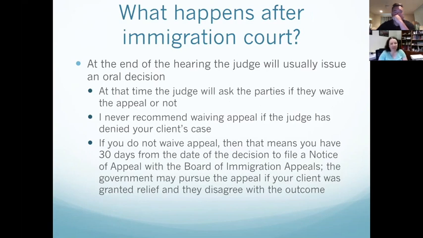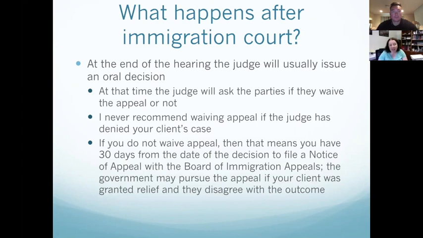So what happens after immigration court? If the judge does issue an oral decision, they'll ask if the parties waive appeal or not. So I recommend never waiving appeal if the judge has denied your client's case. If they've granted, then you say, I don't waive it. And then you hope that the government will waive appeal as well. Because if they waive appeal, then the decision is final. If they don't waive appeal, then you basically have to wait 30 days to see if they appeal your client's decision.